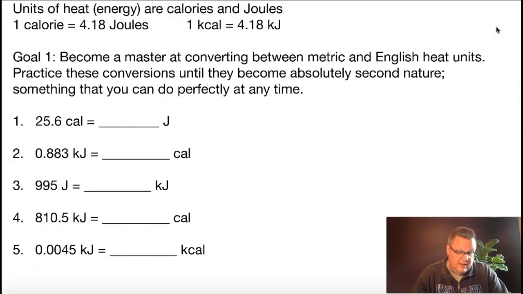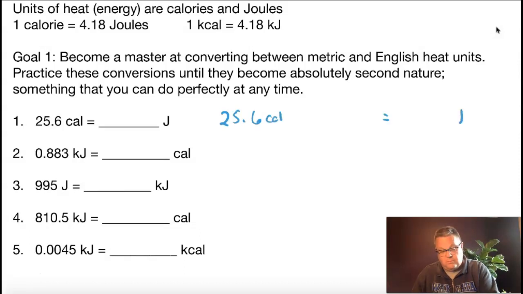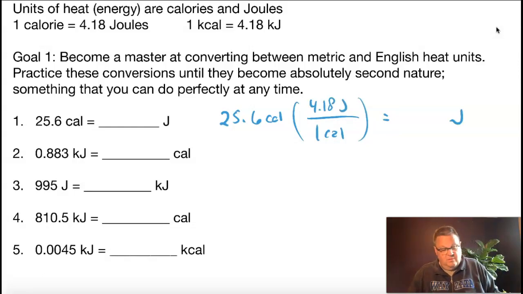So something like question 1, 25.6 calories. I want to go to joules. I'm going to need a conversion factor. 1 calorie, 4.18 joules. I'm going to do the math. I get to 3 sig figs, 107 joules.